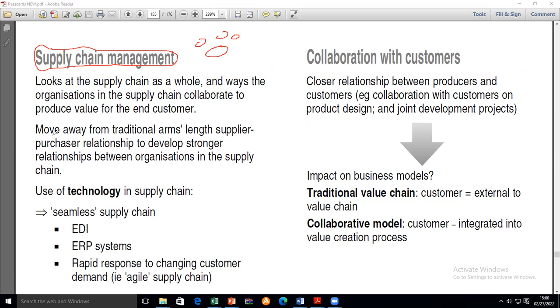Hear this expression. We are talking about a move away from the traditional arm's length supplier purchase relationship to develop stronger relationships between organizations in the supply chain. People outside the organization were looked at as adversaries. That's how we looked at them, and the idea was, how can I make the biggest profit? Now today we're moving away from the arm's length supplier purchase relationship to a situation where we have a stronger relationship between organizations in the supply chain.